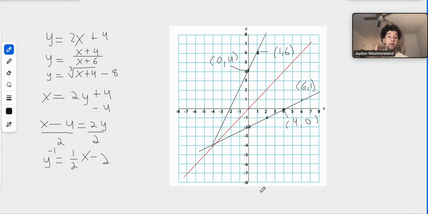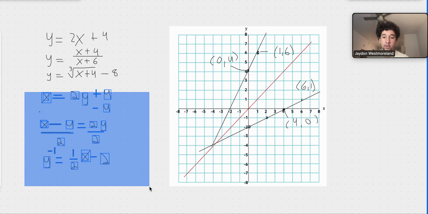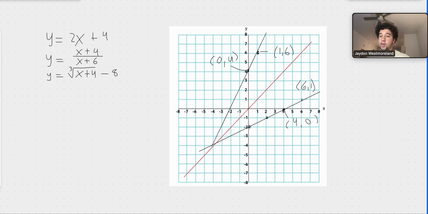Every single point are mirror images of each other, just simply flip-flopped. So, with that being said, let's continue solving the rest of these with that idea. So y equals x plus 4 over x plus 6. This one's a little bit trickier, right? Because I have x values at the top and bottom. But the idea is still the same.